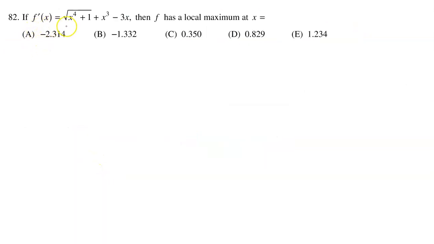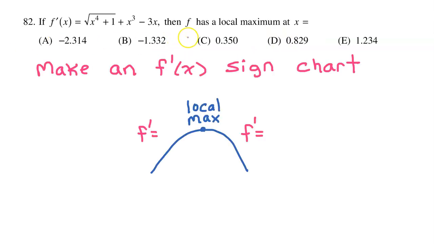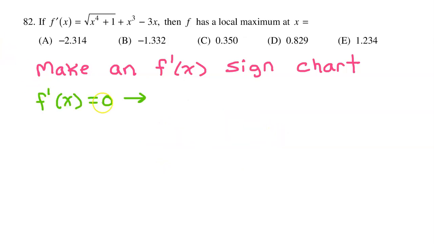If f prime is equal to this expression, then f has a local maximum at x equals which of these? If we want to see where f has a local maximum, all we have to do is make an f prime sign chart. If f has a local maximum at a particular point, then at that point f prime will go from positive to negative. To make an f prime sign chart, we need to find out where f prime is equal to 0. This is calculator active, so let's type this equation for f prime into the calculator and find the x-intercepts graphically.